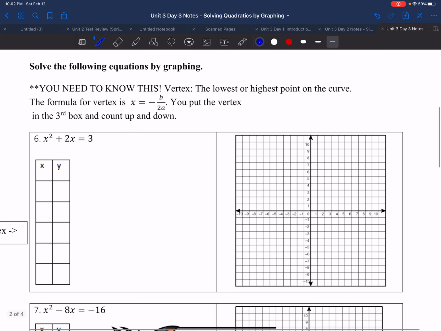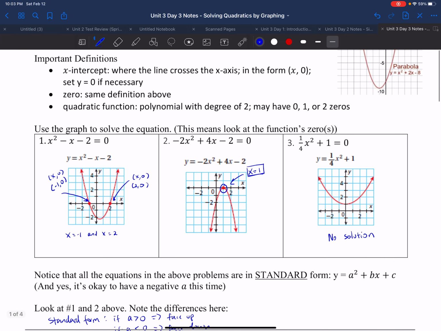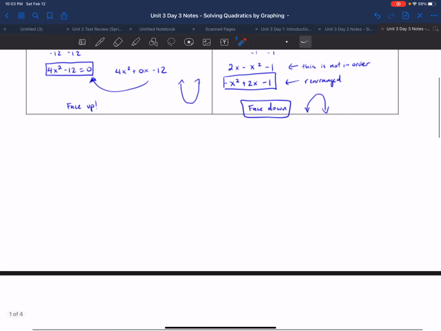All right, so it says solve the following equations by graphing. And something that we need to know is this whole idea of a vertex. It means that it has the lowest or highest point on the curve. So let's take a look at our examples here. The bottom of the quadratic function or the parabola is this. This is the lowest point, and this is what we call the vertex. This is the highest point that it can go, and we also call that the vertex. This right here is also the vertex. So again, it's the lowest or the highest point of the function, and it depends on the function.